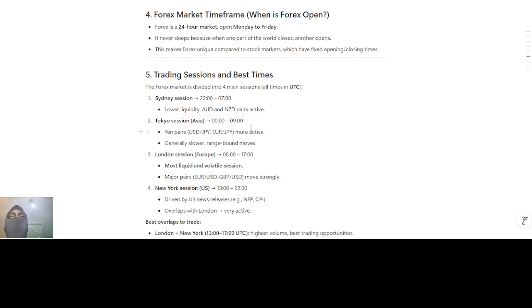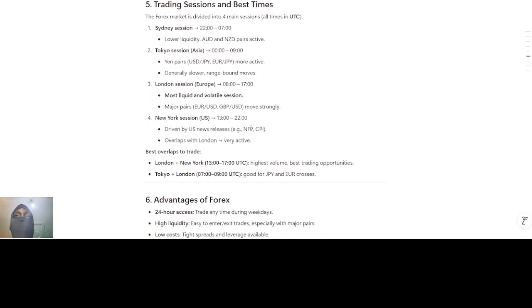But the best times to trade, usually, are the overlaps between the London and New York sessions. The best overlap to trade is London and New York, where we have the highest volume and the best trading opportunities. Why should you start trading at 3? Maybe if it's in your time zone, but why should you just trade at any time? You need to know when to trade. Don't chase the markets. We also have Tokyo and London, good for JPY, which is Japanese yen, and euro crosses.